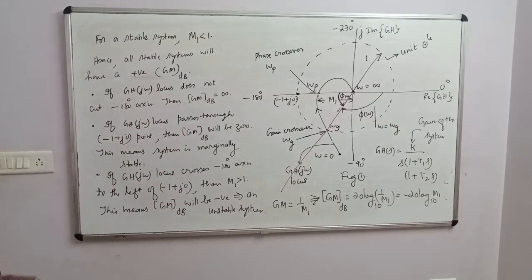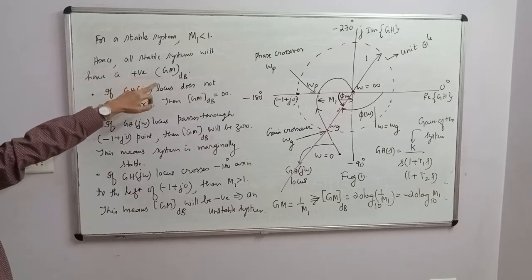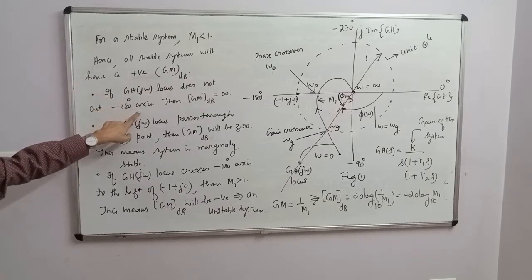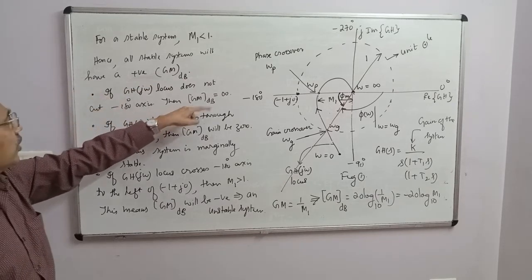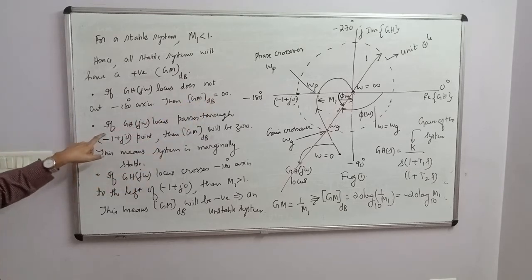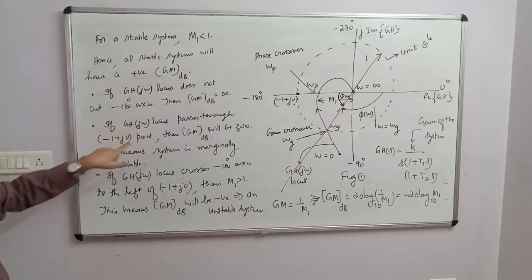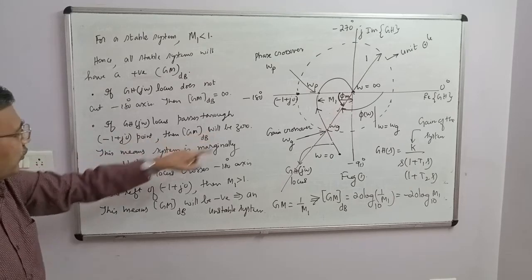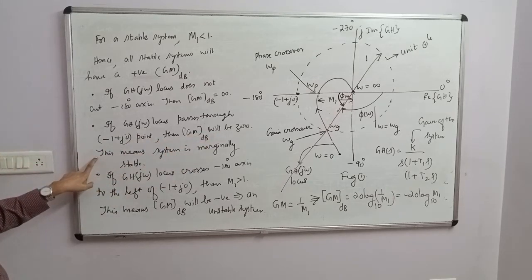So for a stable system, m1 is less than 1. Hence, all stable systems will have a positive gain margin in decibels. If the GH of j omega locus does not cut the minus 180 degree axis, then the gain margin in decibels is equal to infinity. If the GH of j omega locus passes through the minus 1 plus j0 point, then the gain margin in decibels will be 0. This means that the system is marginally stable.